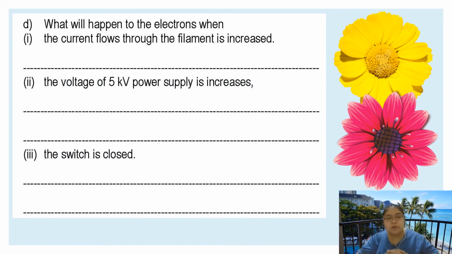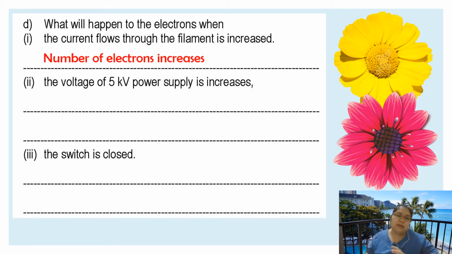Okay, then we go to question D. What will happen to the electrons when the current flowing through the filament is increased? That means you increase the current flowing through the filament. So how do you find the electrons? There must be more electrons coming out when your current increases. So your answer is the number of electrons increases.